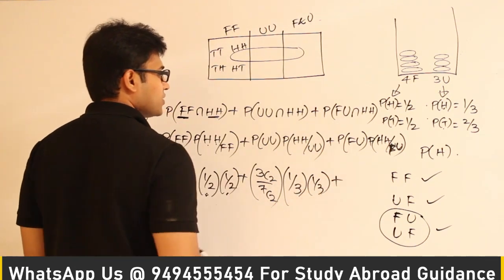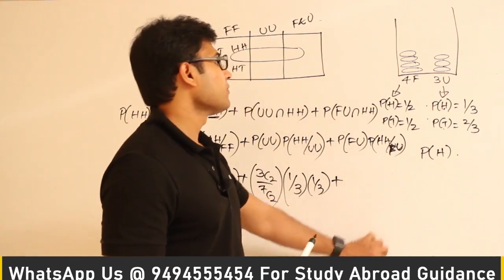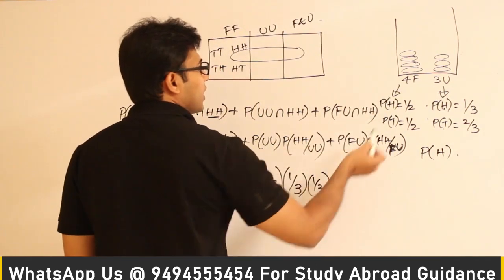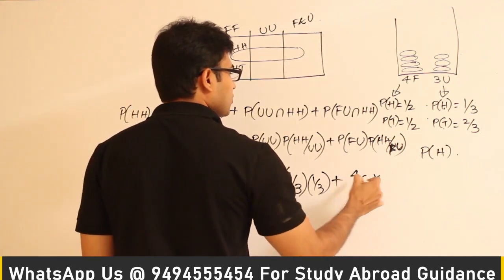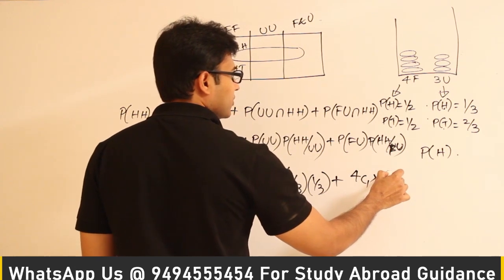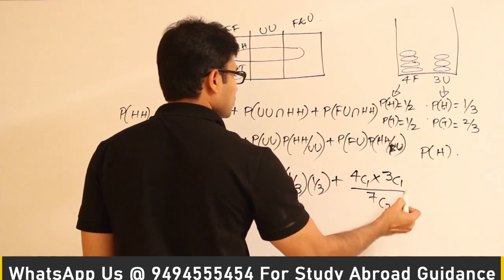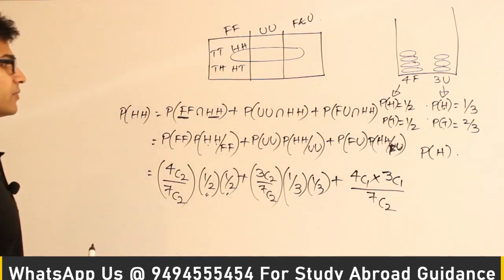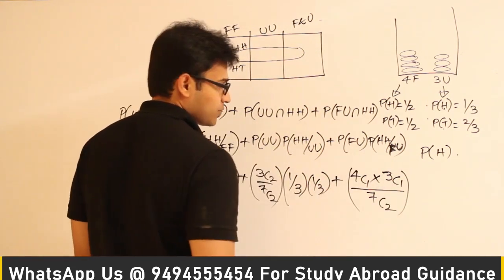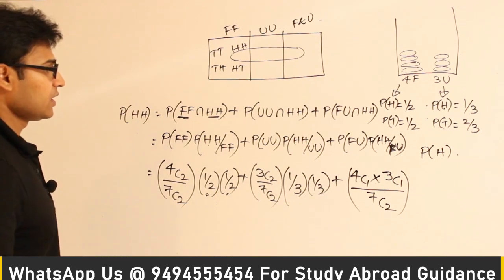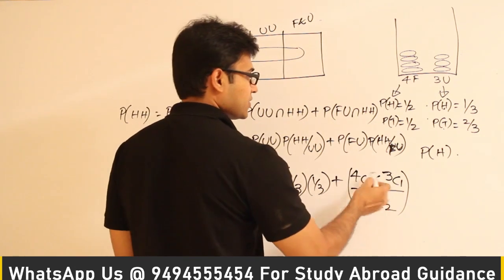Plus, what is the probability of getting one fair and one unfair coin? Now, 4 coins are fair and 3 coins are unfair. Therefore, 4c1 into 3c1 divided by 7c2. This is the probability of getting one fair and other unfair coin. To understand this, you might have to watch permutations and combinations first. So please watch that topic and then come back to this. You'll understand why I am writing 7c2 and this.